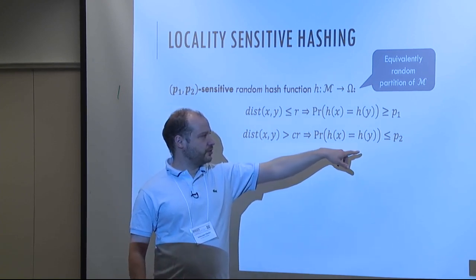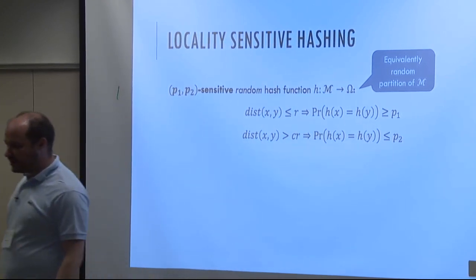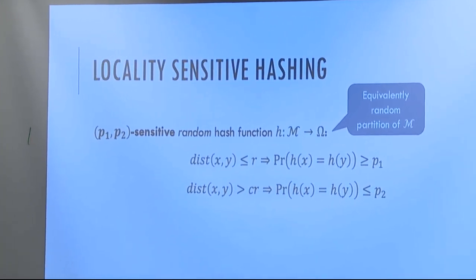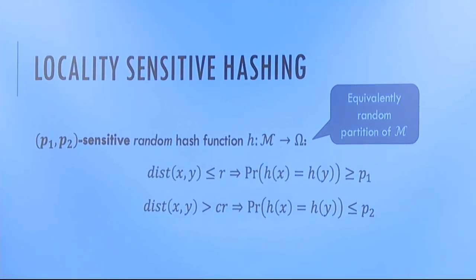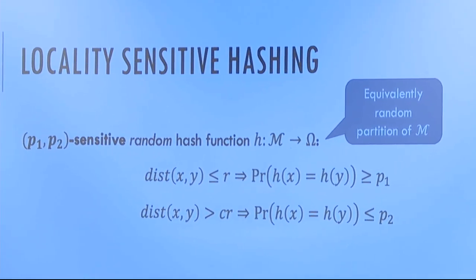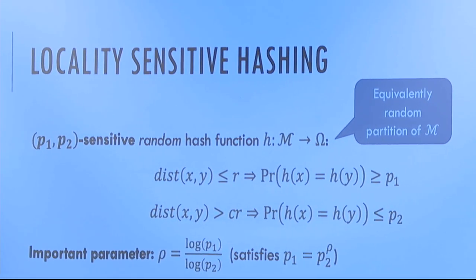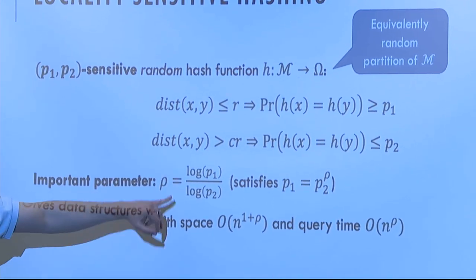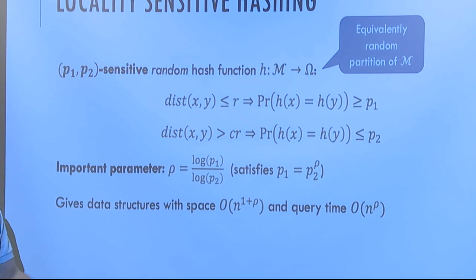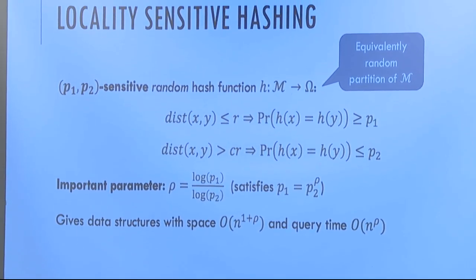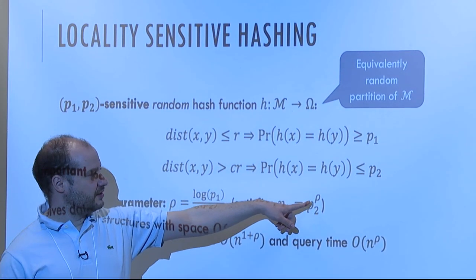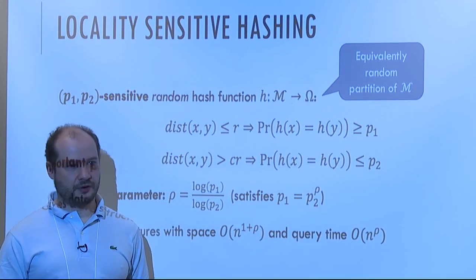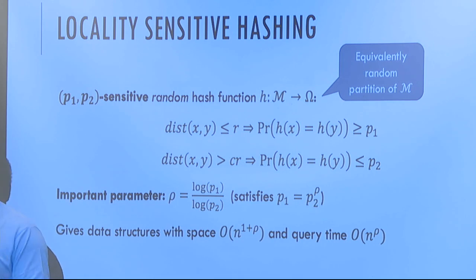Things that are far should collide with probability at most p2. And the more p1 and p2 are different, we want p1 to be high and p2 to be low. And the more they're far from each other, the better our space and time guarantees are going to be. So the important parameter here that measures the distance between p1 and p2 is this ratio of logs. I think the way to think about it is, what is the number rho, so that p1 is p2 to the power rho. So rho here is something less than 1.